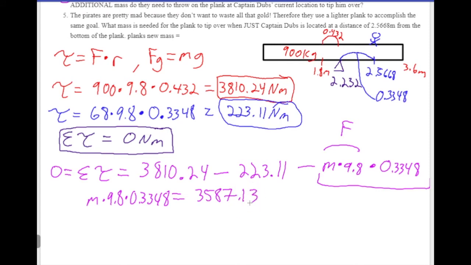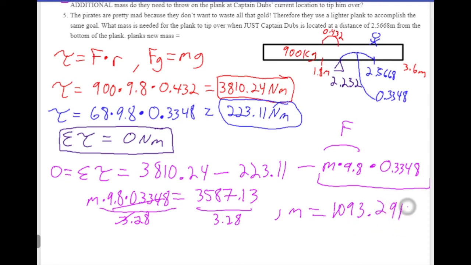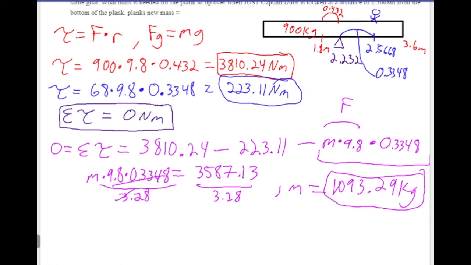3,587.13. Now to solve for mass, we're just going to divide out 9.8 and 0.3348, which when we multiply those two together is just 3.28. So divide each side by 3.28. These cancel out, and we're left with a mass of 1,093.29 kilograms. So that's one way to solve it.